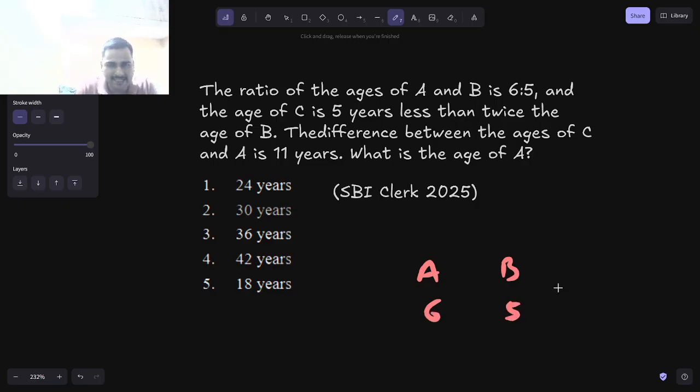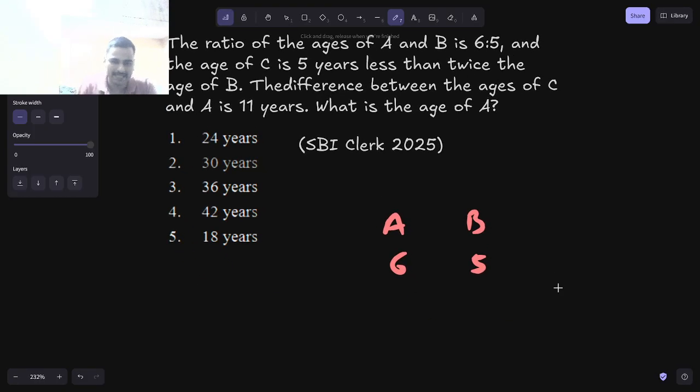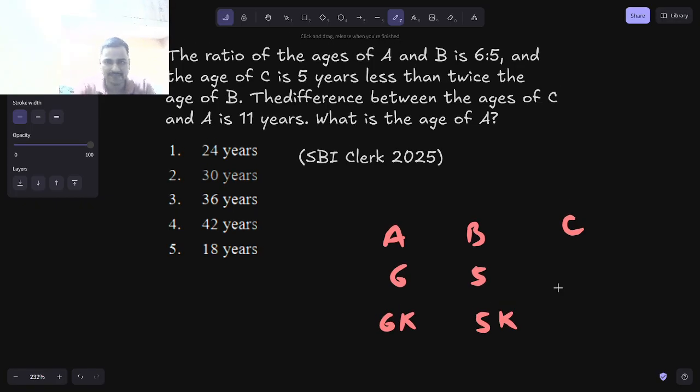Age of C is 5 years less than twice the age of B. So let's assume the ages of A and B are 6K and 5K. So what will be the exact age of C? We can say that age of C is 5 years less than twice the age of B. That means 2 into 5K is 10K, and 5 years less than that. So this is the age of C.